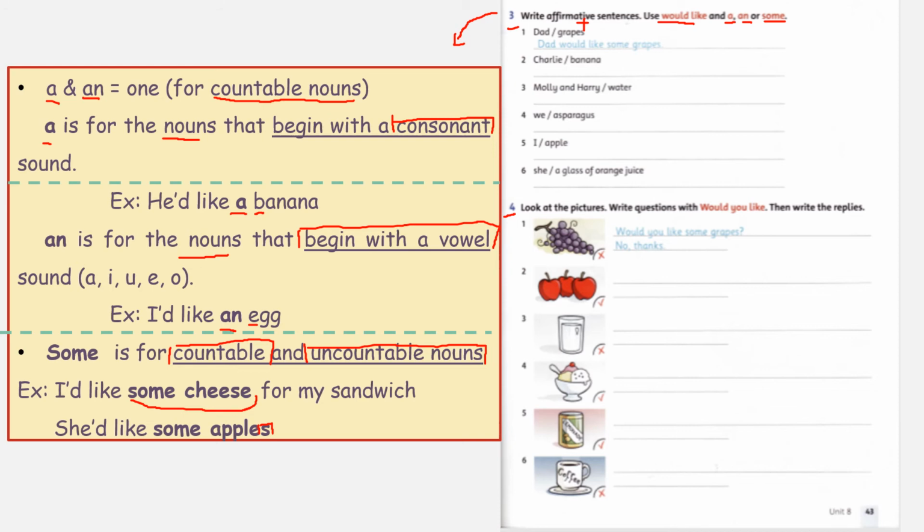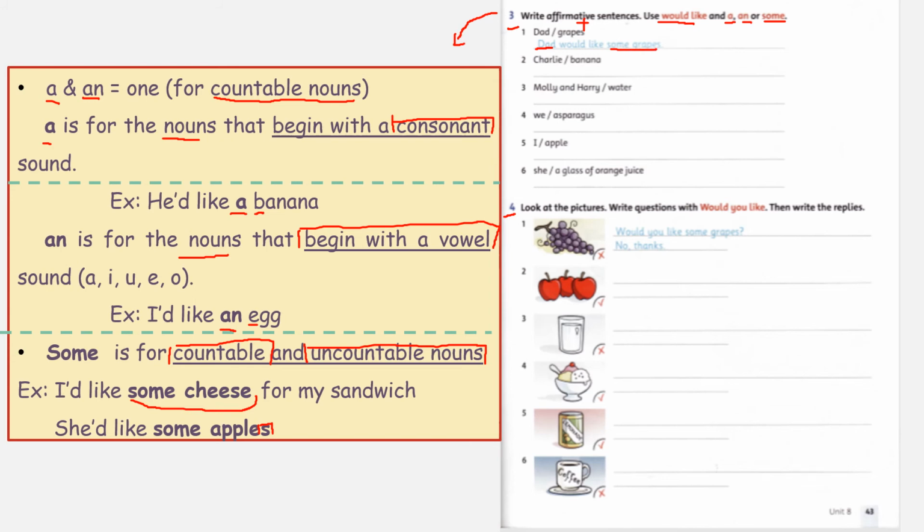So now let's turn to number 1 here. Grapes. You write here the subject. After the subject, you put would. That is, would like. Now the thing is grapes, with S. That means more than one. So you use a, an, or some. Because it is more than one, you have to put some. Some grapes. Okay, easy, right?